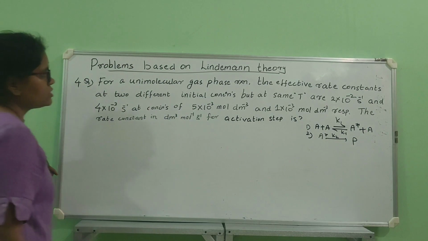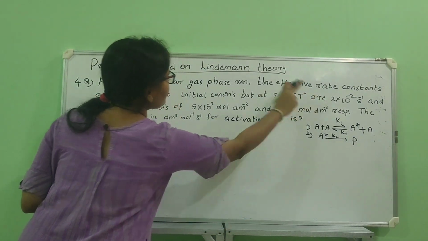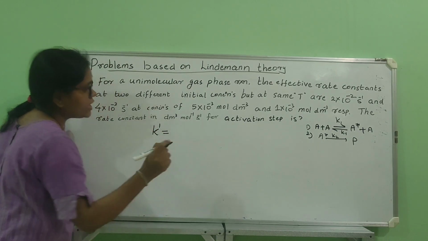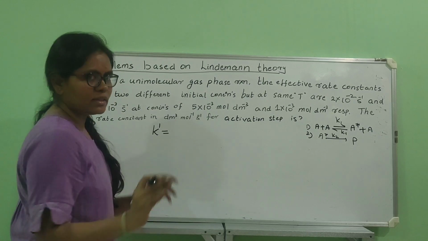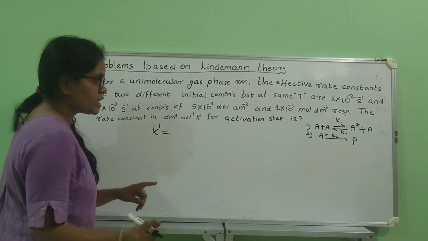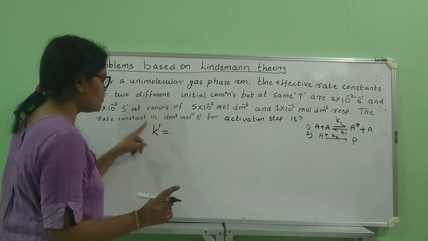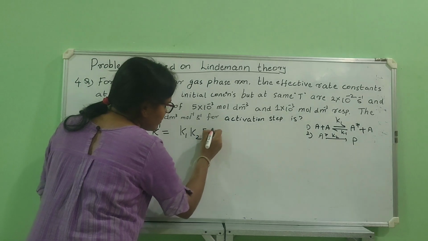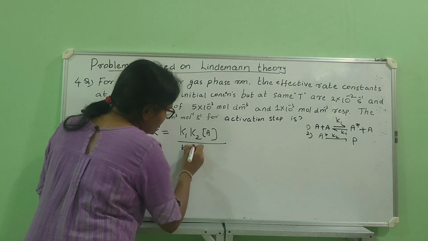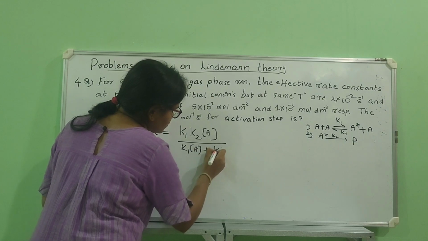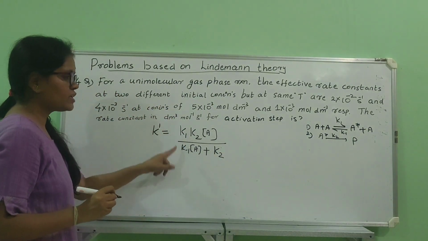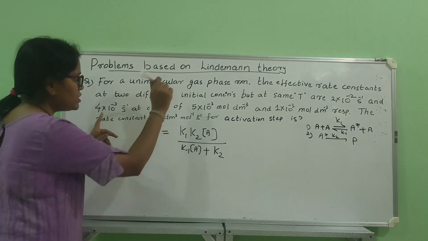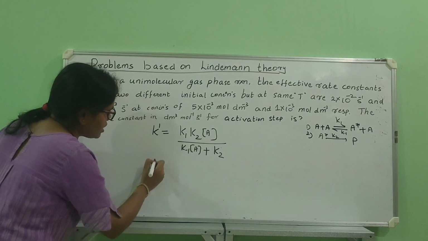So how do we do that? So they have given the effective rate constants. And I already told you we get the effective rate constant K dash by comparing the experimental and theoretical rate law. Okay. So in the second question we have found the equation for K dash and it was K dash is equal to K1 K2 A by K minus 1 into A plus K2. So this was the equation of effective rate constant. So this we get by comparing theoretical and experimental rate law for unimolecular gaseous reactions.